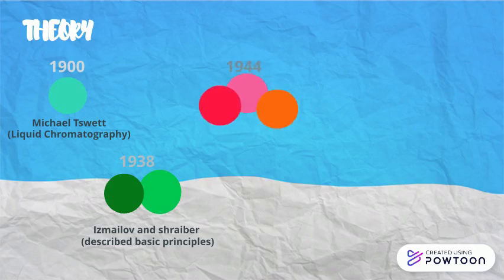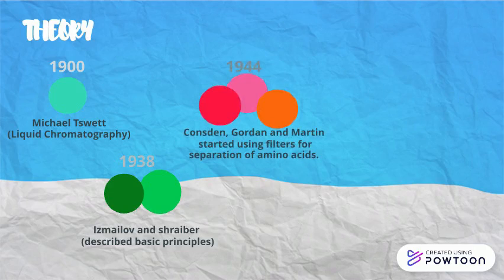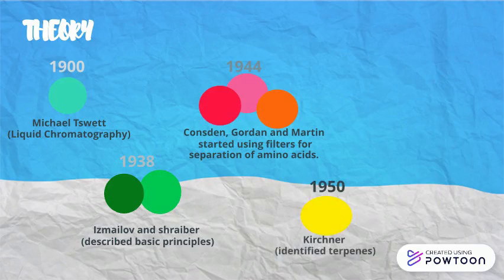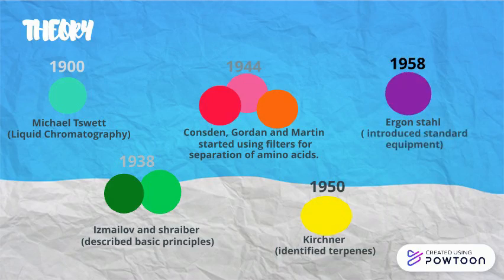Moving on, in 1944, Gordon and Martin started using filter paper for the separation of amino acids. In 1950, Kirchner, who used impregnated glass plates coated with alumina, identified terpenes. In 1958, Stahl introduced standard equipment for preparing a uniform thin layer of known thickness.